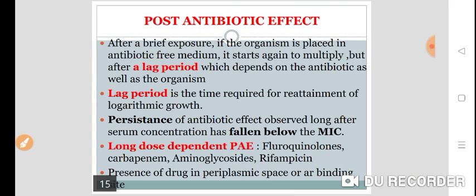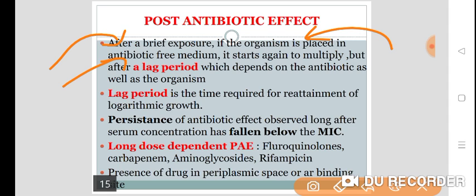What is meant by post antibiotic effect? After a brief exposure with the drug, the organism is placed in an antibiotic free medium. There is no antibiotic. We have placed it in an antibiotic free medium. Again that microorganism will start to replicate or multiply, but after a lag period, and that lag period will depend upon the antibiotic as well as the microorganism.